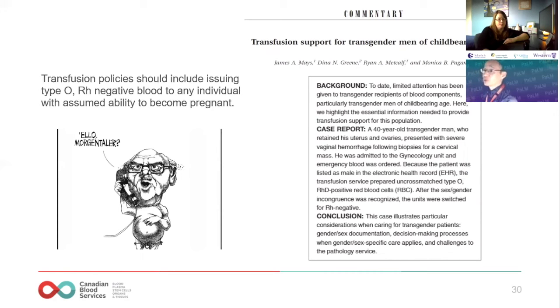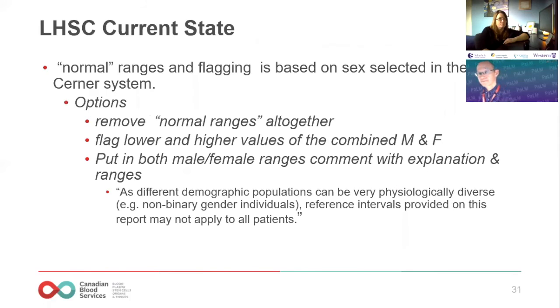So transfusion policy should include issuing type O Rh negative blood to any individual with an assumed ability to become pregnant. Now, I recognize from the transfusion medicine blood bank perspective, this is not always easy to tell. But the clue here is if the gender identity does not match the sex assigned at birth. It would be very difficult based on the intake forms at my hospital to be able to identify this patient. Next slide, Terrie.